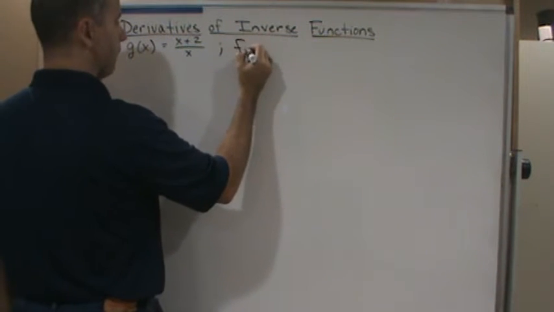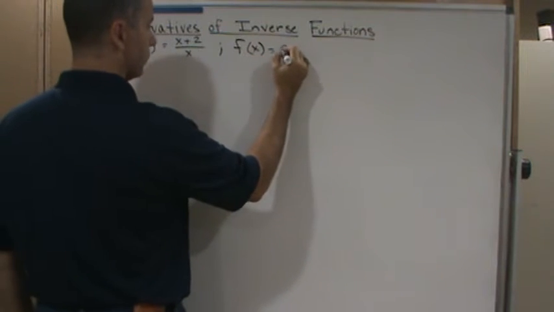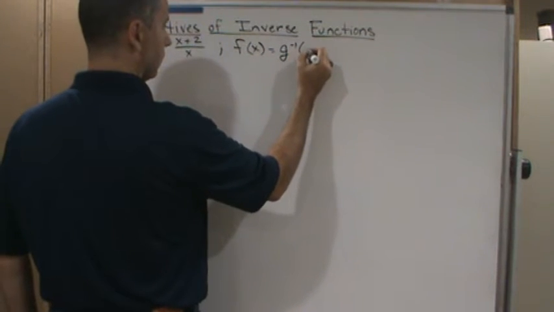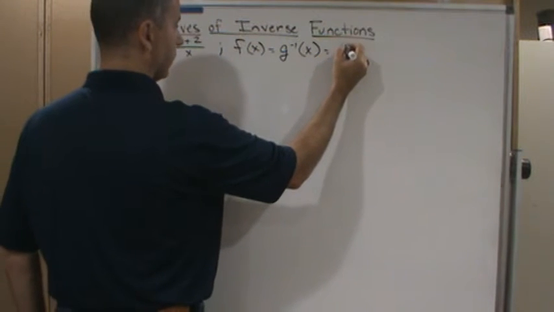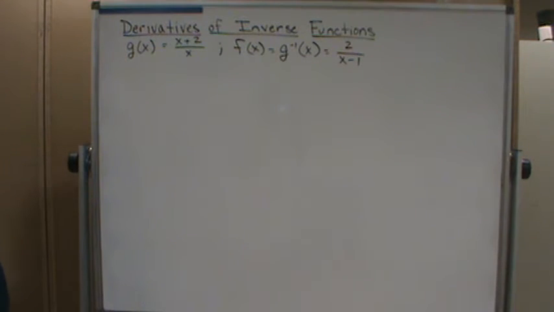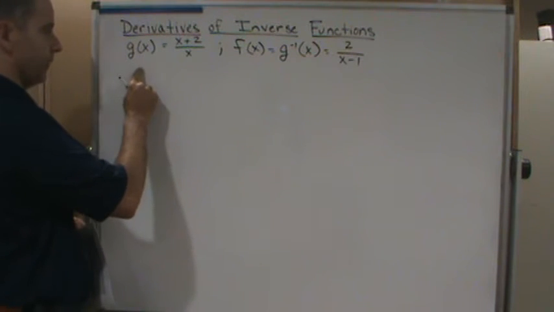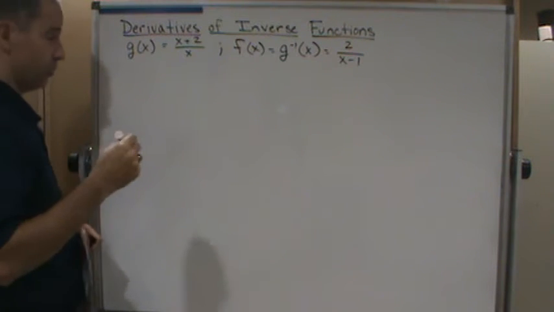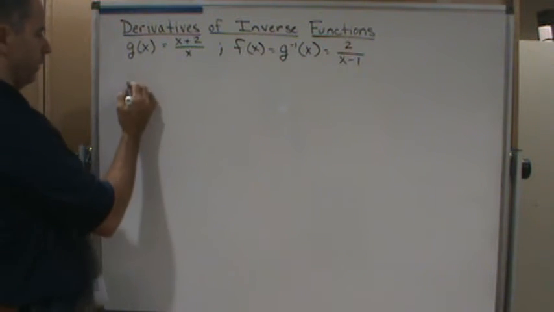So f of x equals... g inverse of x is going to be 2 over x minus 1. Okay, so that's the inverse function. So to find the derivative of g of x, we're going to use the result from the theorem, right?